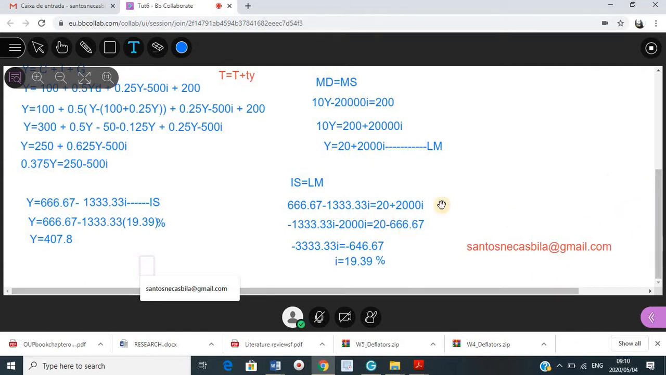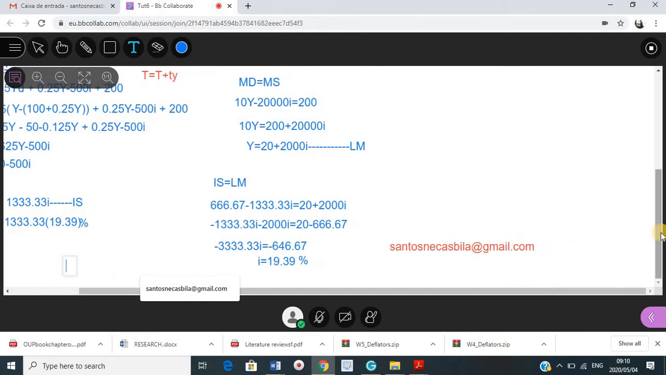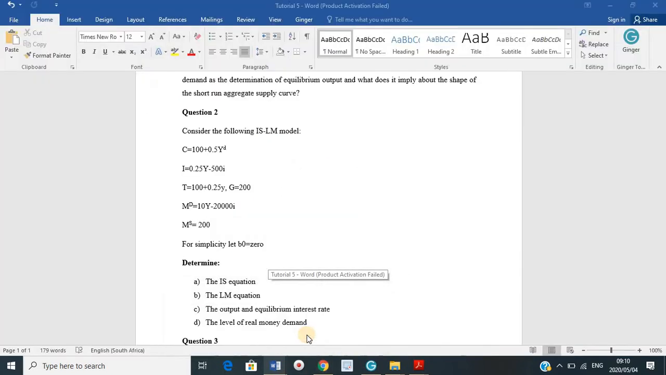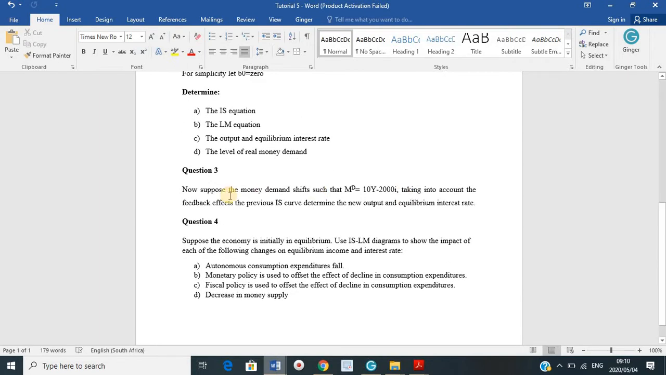All right. I'm not going to delete this because I will need to use it somehow. So let's see how question 3 looks like. It says, now suppose that money demand shifts such that MD is equal to 10Y minus 2000I. Taking into account the feedback effects, the previous IS curve, determine the new output and equilibrium interest rate. Okay, very good.